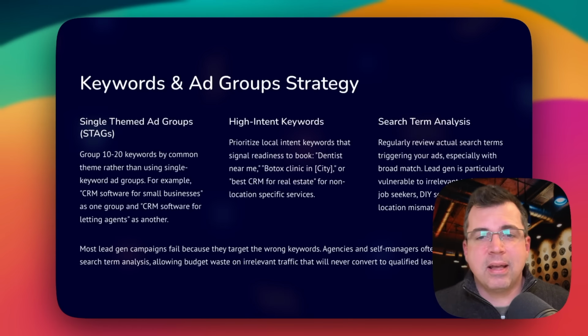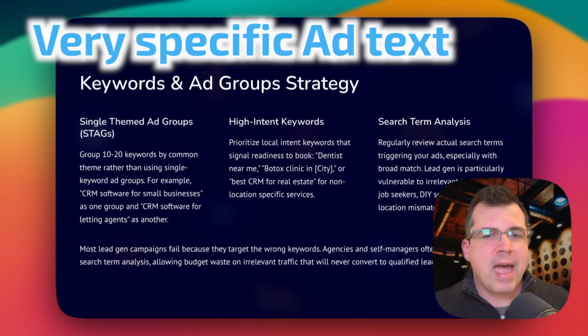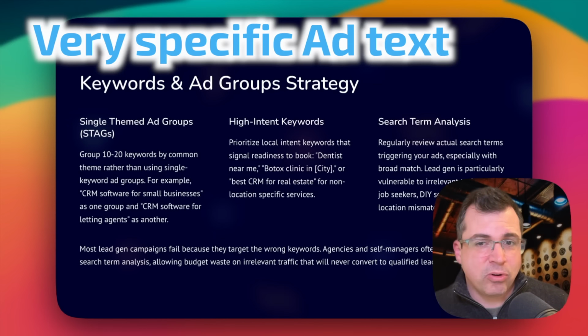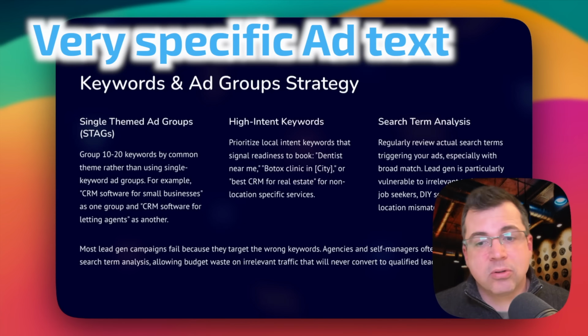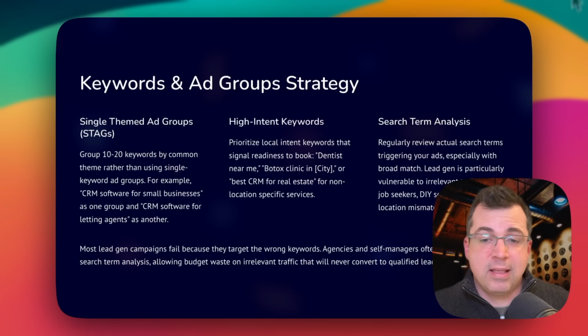I must note here that every ad group needs a very specific ad text. So in the example above, ad group 1 should have an ad text tailored around small businesses with a matching landing page, and ad group 2 ad text should be tailored to CRM for letting agents with a matching landing page. It's also a very common mistake that you have 1 or 2 landing pages and you just direct very different traffic to those and expect people will convert on them.